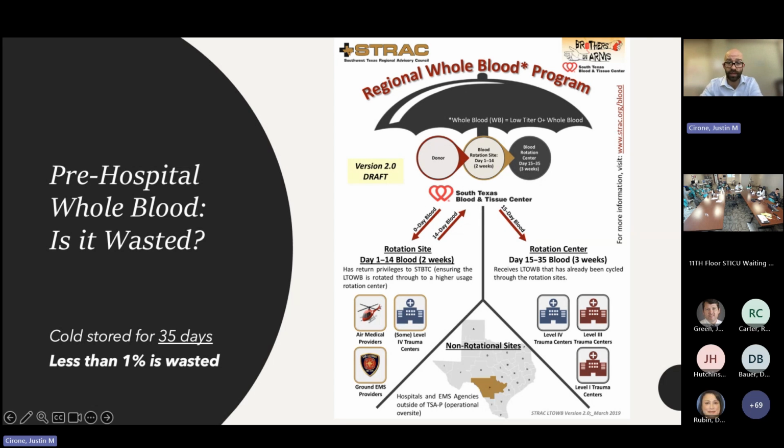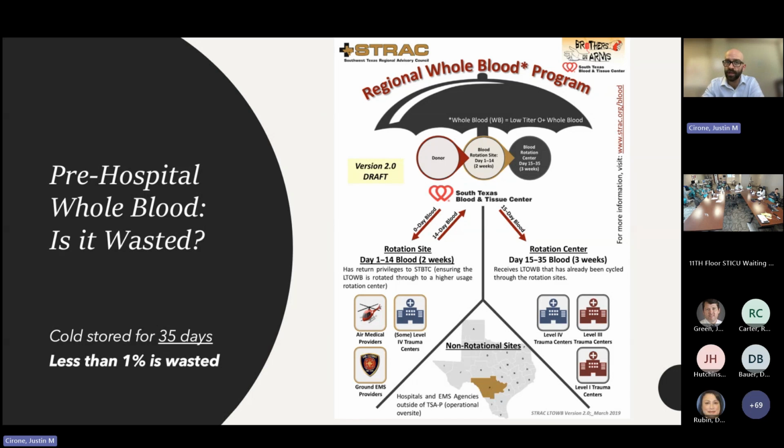So the 2-week-old blood, as soon as they didn't need it, we would send it back to this system and they would then rotate it to the university hospitals or the level 2 and 3 and level 1 trauma centers, where I promise you we will go through it super fast. And this actually resulted in less than 1% of whole blood wasted.